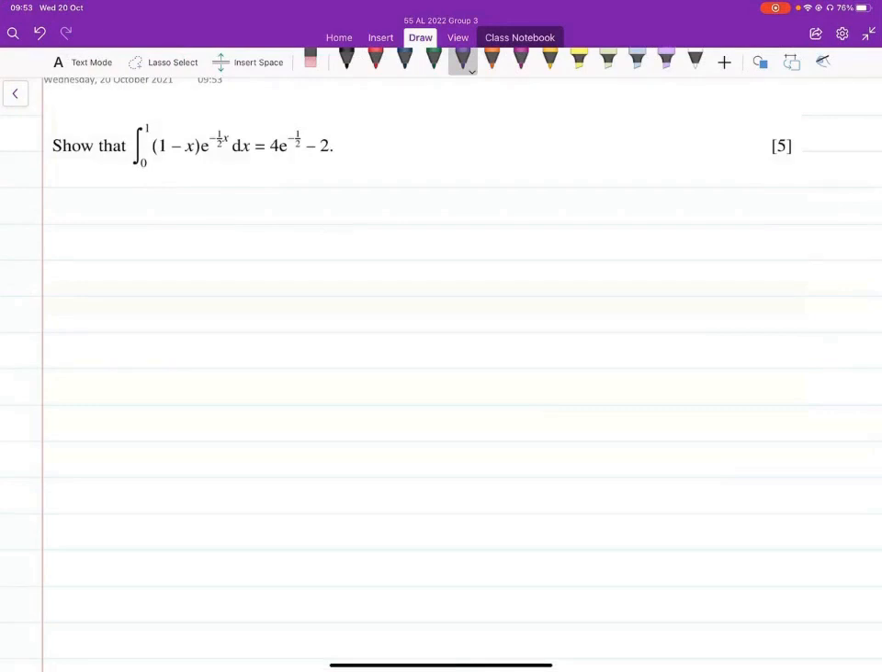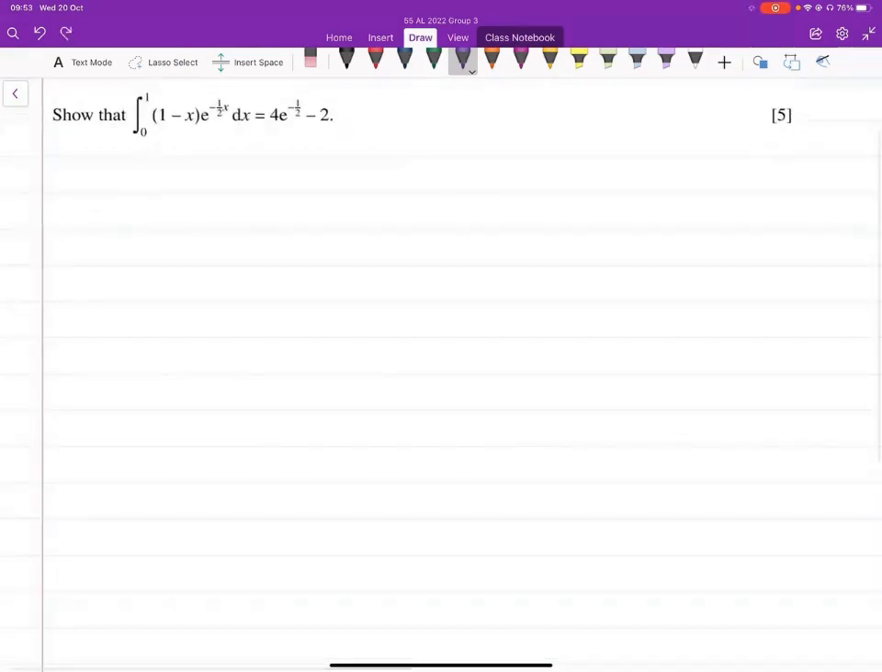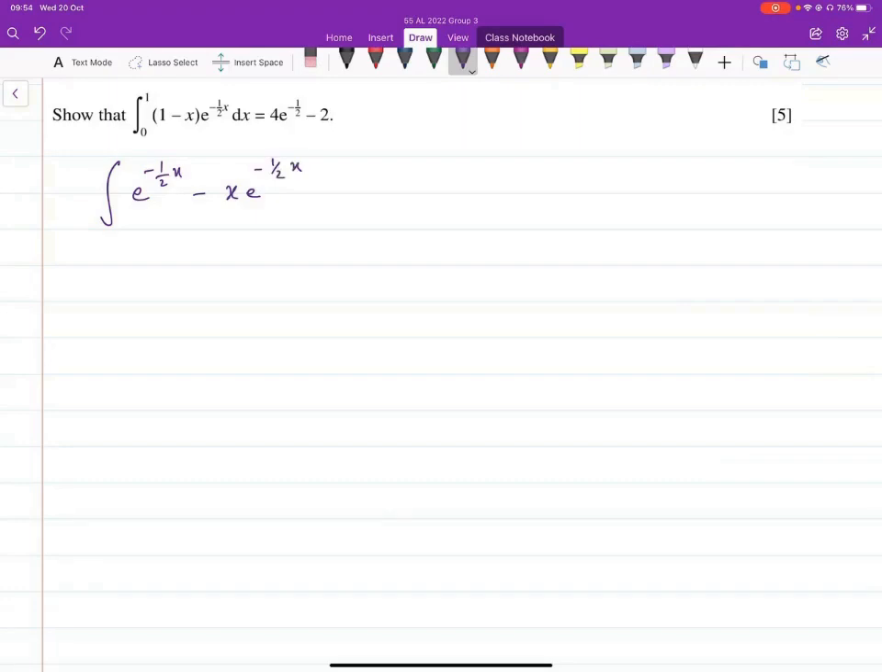Okay, so we have to show this thing कि इसका integral जो है with limits 0 and 1, that is 4e raised to power minus 1/2 minus 2. So how do we integrate it? 1 minus x into e raised to power minus half x. Let's integrate it first. उसको पहले integration कर लेते हैं, उसके बाद we input limits. So we can write it as e raised to power minus half x minus x e raised to power minus half x, right? इसको multiply कर लें अगर, it breaks down into two different expressions. It's not necessary, आप उसको इकट्ठा एक साथ भी कर सकते हो, that's fine as well.